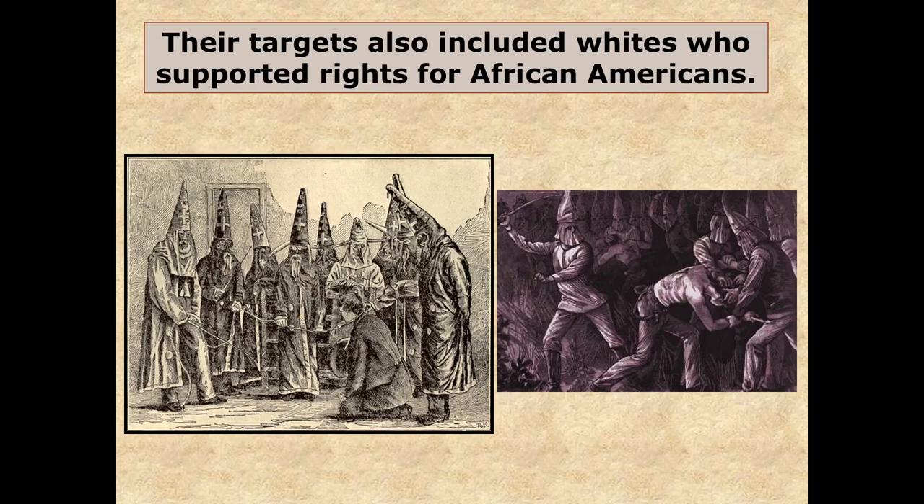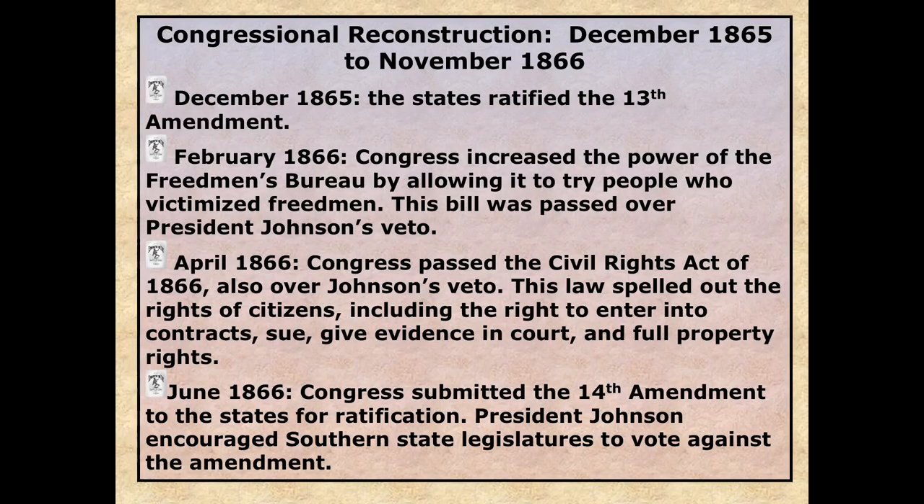So, like we said, Congress is going to really butt heads with President Johnson, because he vetoes the Civil Rights Act of 1866. Congress overrides his presidential veto. This Civil Rights Act is going to outline the rights of citizens, including the right to enter contracts, sue, give evidence in court, and property rights. Then Congress is going to submit the 14th Amendment. President Johnson tries to get the Southern state legislatures to vote against it.